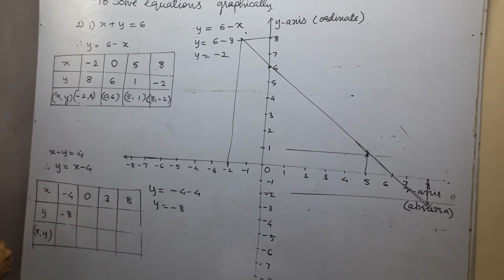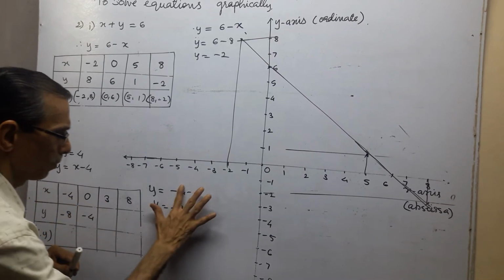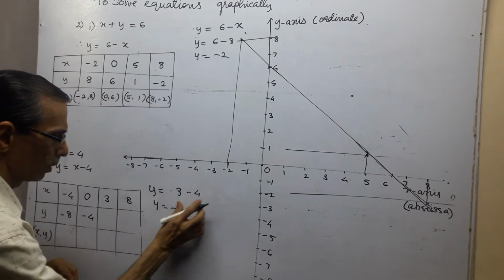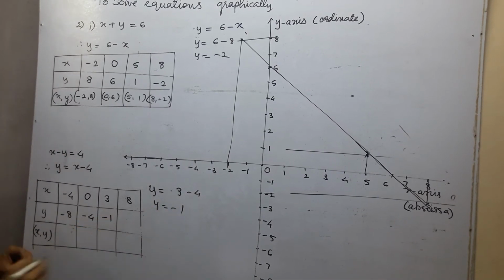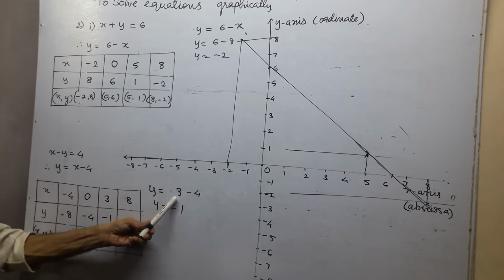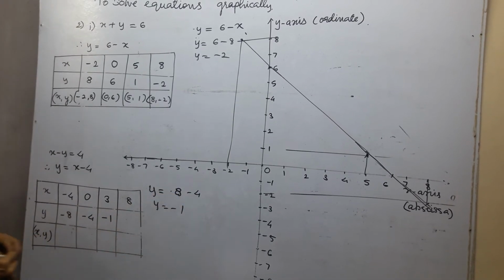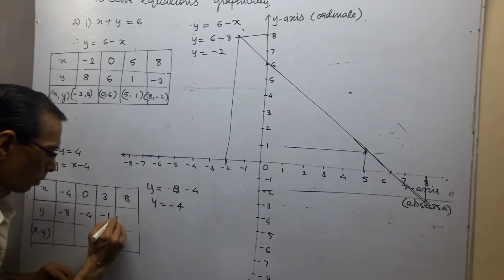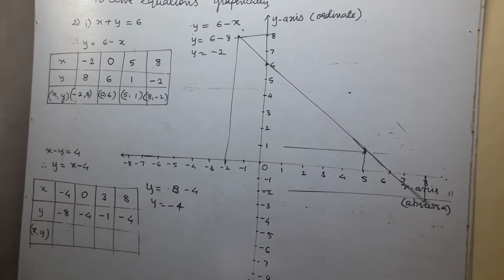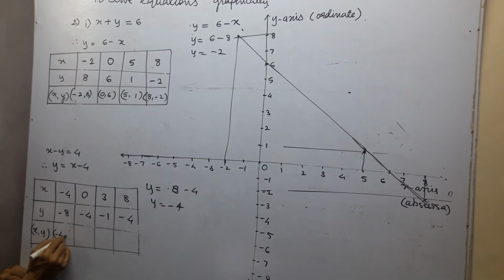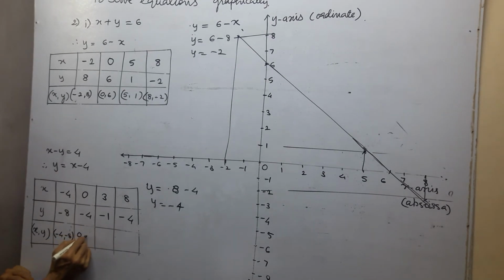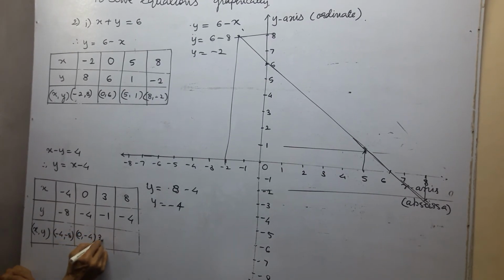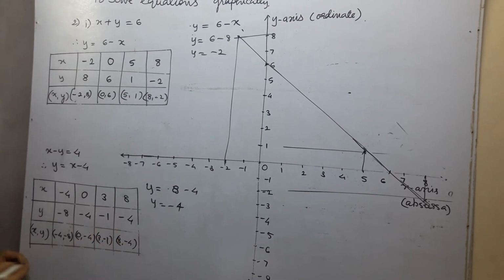Achha, when x is 0, y is minus 4. Now when x is 3, so in place of x, write 3 here, and you get y is minus 1. And when x is 8, write it 8. You get y is equal to 8 minus 4, and y is equal to 4. And therefore points are minus 4, minus 8, 0, minus 4, 3, minus 1, and 8, 4. These are the points.